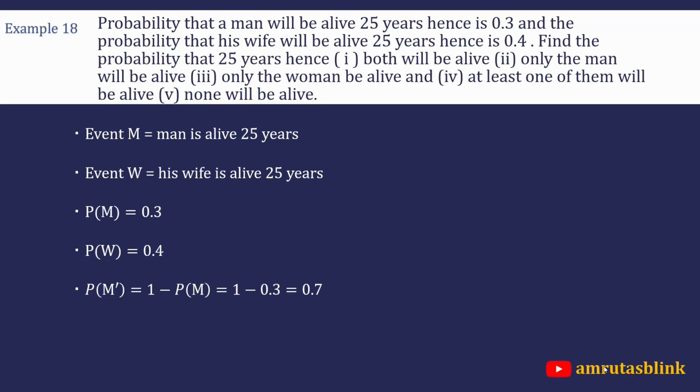So first of all we will find the probabilities of the complement events. P of M is 0.3, hence probability of M complement, that is the man won't be alive, is equal to 1 minus probability of M, which is 0.7, and similarly probability of W complement, that is the woman won't be alive, is 1 minus 0.4, which is equal to 0.6.